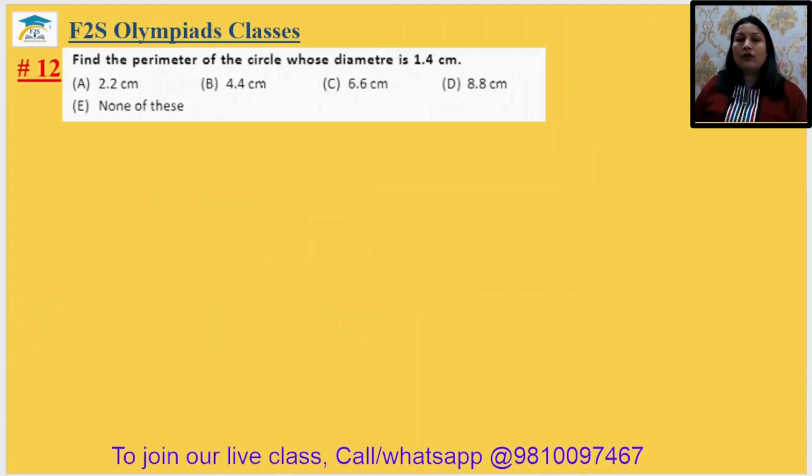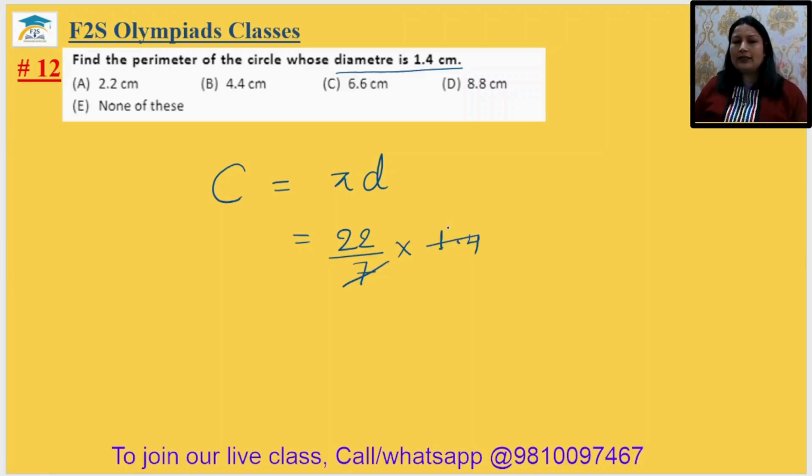Question number 12. Find the perimeter of the circle whose diameter is 1.4 centimeter. Diameter is given. So if the diameter is given, then the perimeter or the circumference of the circle will be pi d. So pi is 22 by 7 and d is 1.4. We can write it as 7 2s are 14. So it will be 2 2s are 4, 2 2s are 4, 4.4 centimeter. It is in option number B. So the 12th answer will be option B.